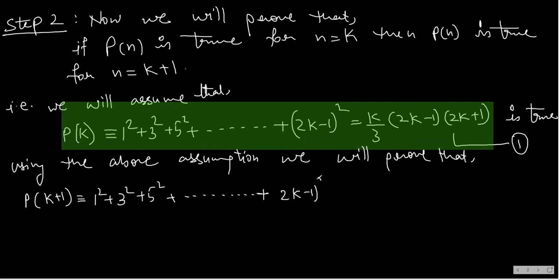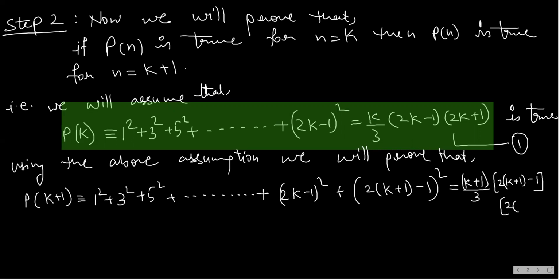So 2k minus 1 square plus 2 times k plus 1 minus 1 square equals, put k plus 1, so k plus 1 by 3, and here you have 2k plus 1 minus 1, and this is 2k plus 1 plus 1. Okay, is true. We will prove that this is true. See, this we have to prove.